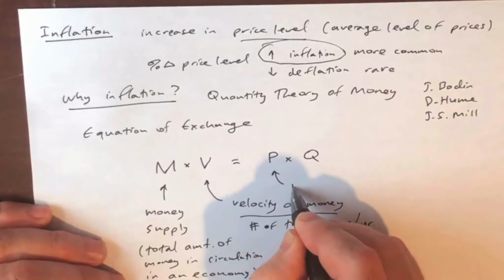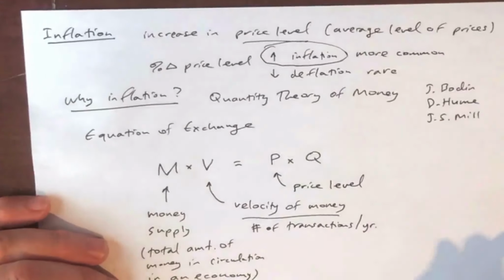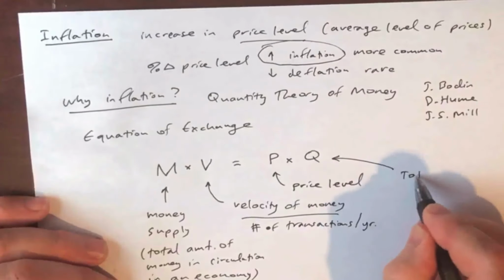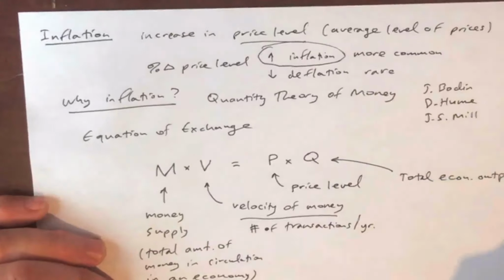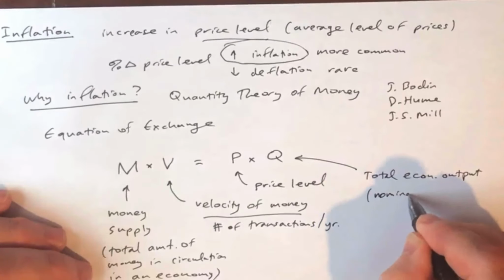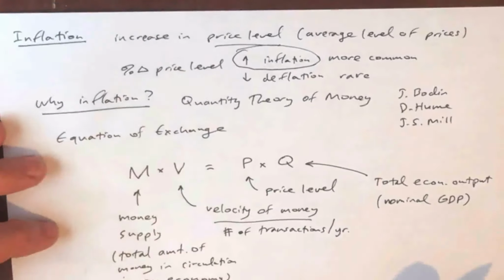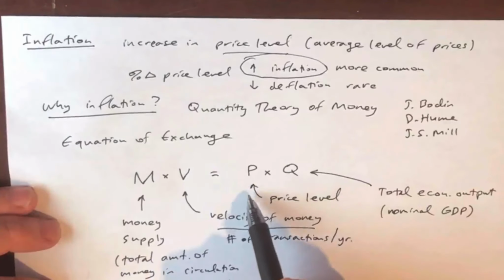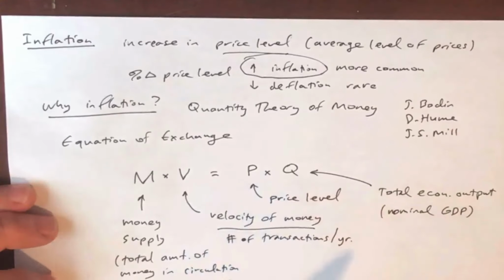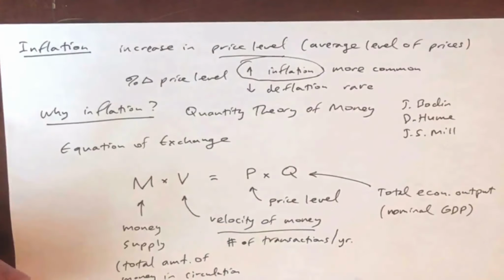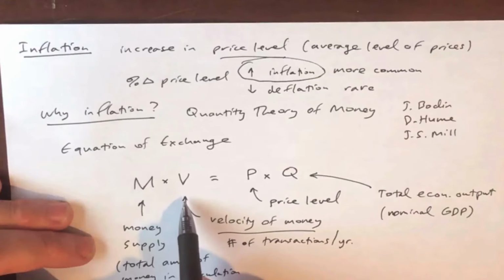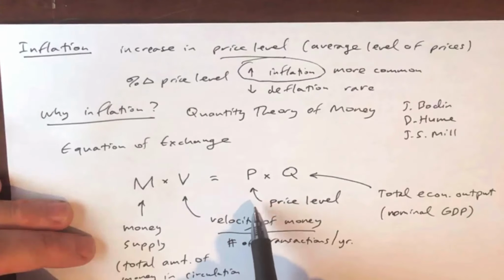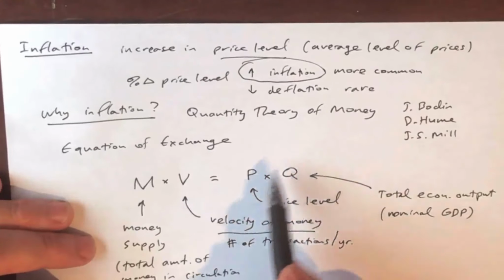P refers to the price level, and Q refers to the total economic output of the economy. In modern language, we would refer to this as nominal GDP. So we've got four economic variables here: MV equals PQ. The total money supply times the velocity of money equals the price level times the total economic output. This is set up as a mathematical identity, kind of like an accounting formula. It must be the case that the total money supply times its velocity equals the average level of all prices times the amount of actual stuff that there is.